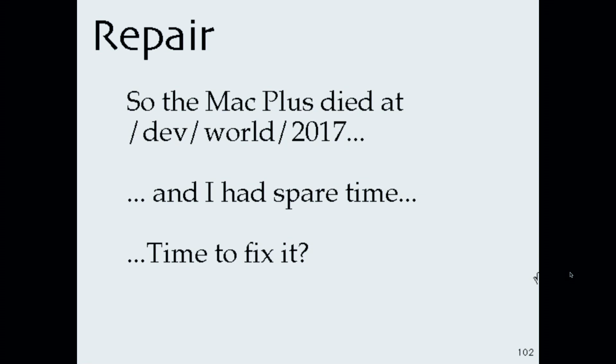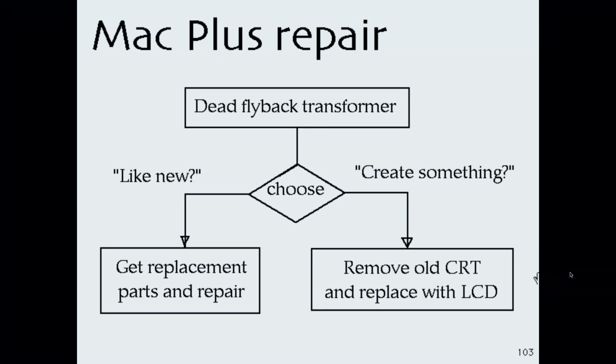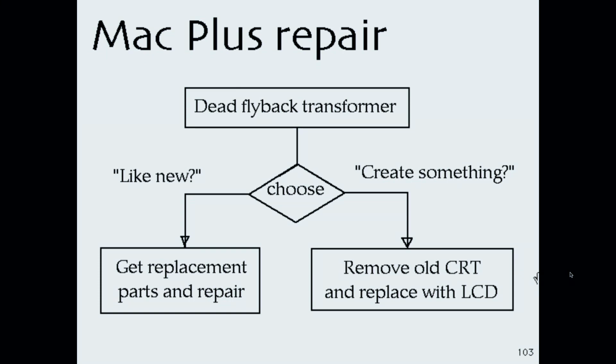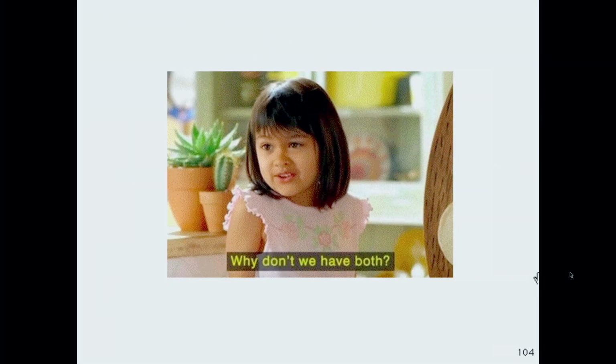All right. So back to that Mac Plus that died. I quit Google. I had some time on my hands. Probably time to fix it. I had two choices. Once I opened it up, I figured out pretty quickly that the flyback transformer had died. The flyback is that part that is big and chunky and generates high voltages. I had a choice. Should I make it like new and get the replacement parts, or should I do something more radical, shell out the innards and replace that great honking glass tube, which is coated with lead on the back, with an LCD? So I tried to do both simultaneously.